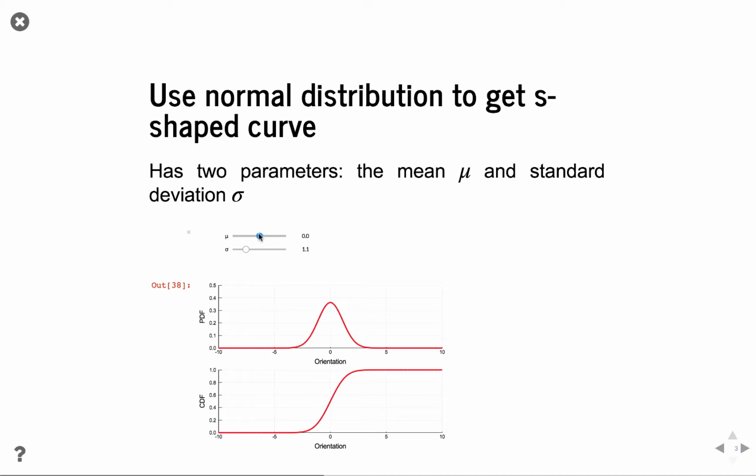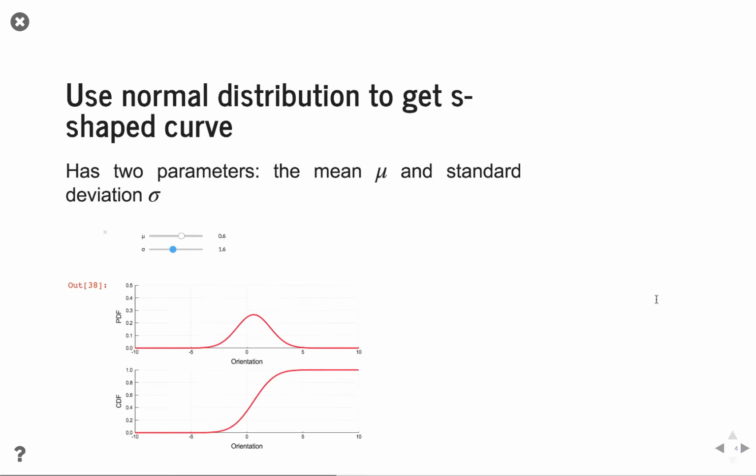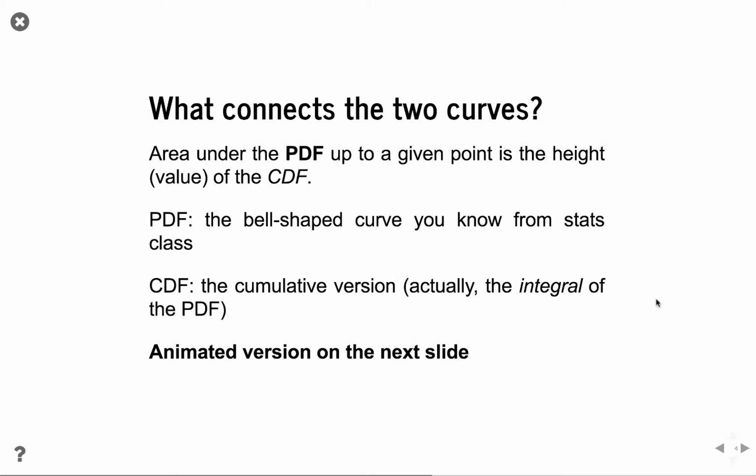If I change the mean of this curve, you can see it shifts this curve around. The standard deviation makes the curve taller or fatter in this particular case. Now, what you may not have seen as often before is the cumulative distribution function, which is related to this function at the top in a very particular way. So what connects those two things? The top curve, this probability distribution function, is this bell-shaped curve that you know from the stats class.